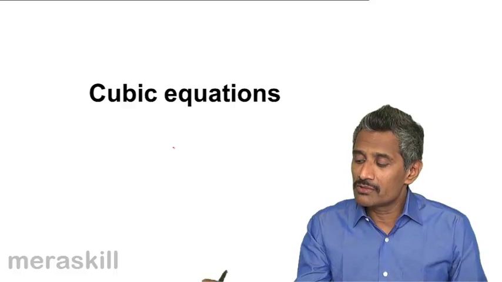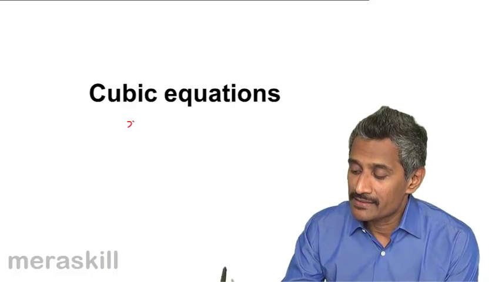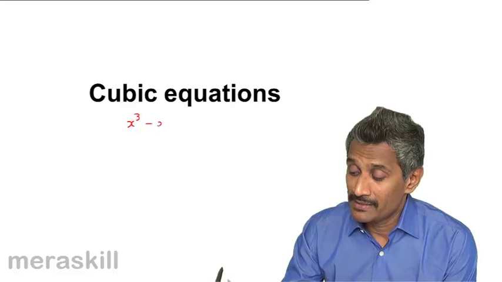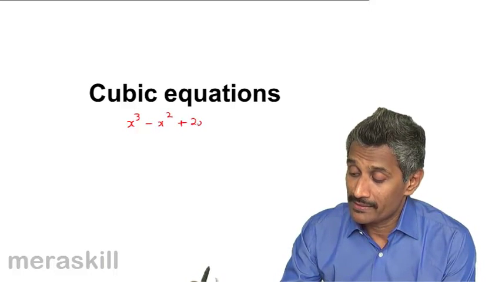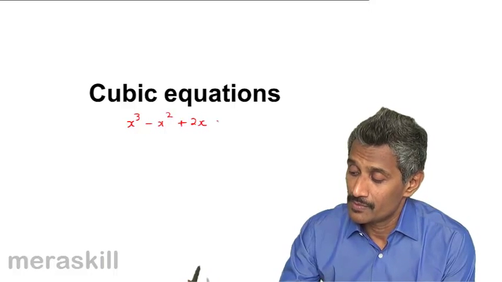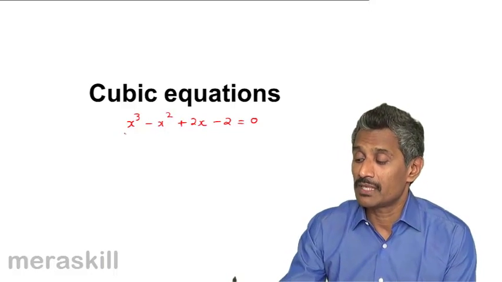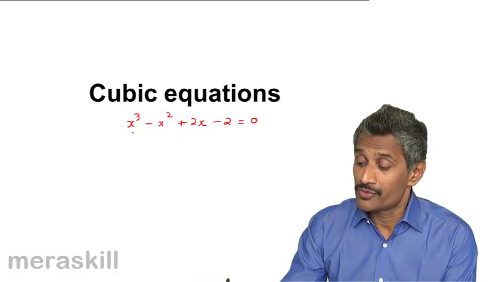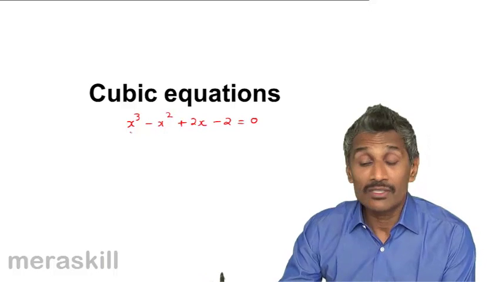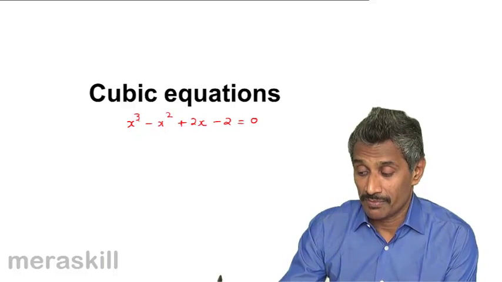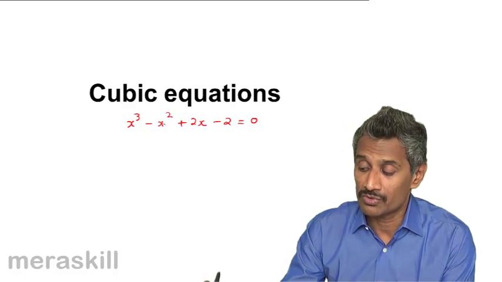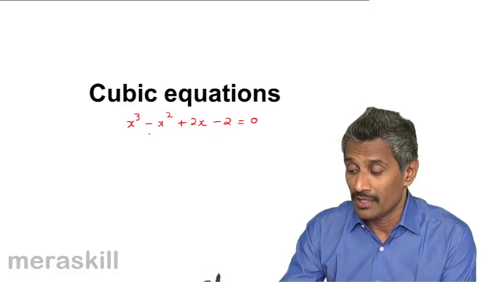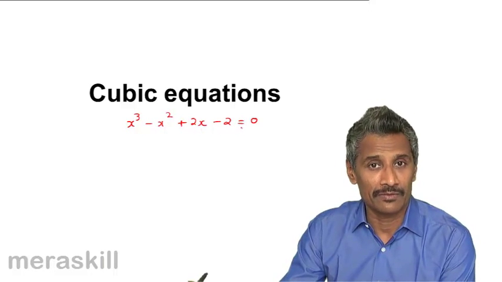Now a cubic equation could be of the form, say, x cube minus x square plus 2x minus 2 is 0. So you have some kind of an equation like this. This is a cubic equation, because the degree of the equation is 3. In other words, the biggest power to which the variable is raised is 3. Now there are various ways of doing this kind of an equation.